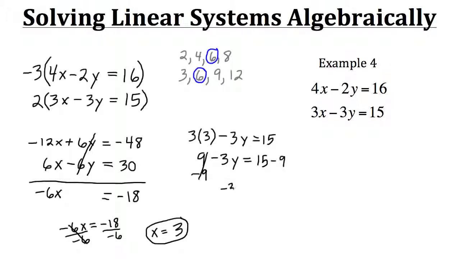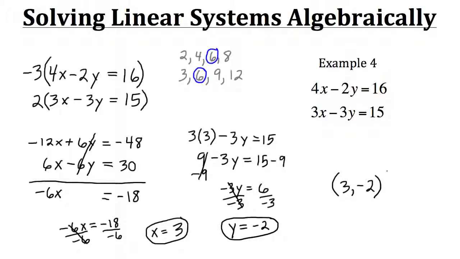And that leaves us with negative 3y equals 15 minus 9, which is 6. Now from there, to isolate y, we need to get rid of the negative 3 by dividing it. That leaves us with y equaling 6 divided by negative 3, which gives us a value of negative 2. So for this system, the solution will occur when x is 3 and y is negative 2. And again, if you'd like, you could write that solution as an ordered pair.